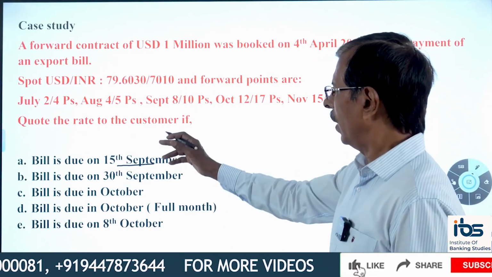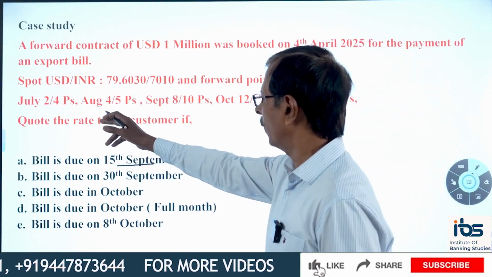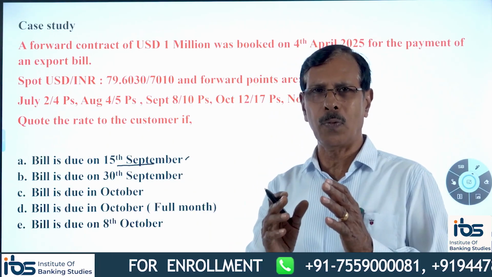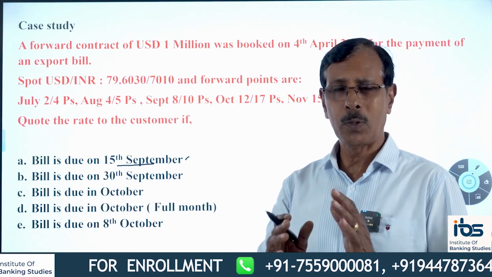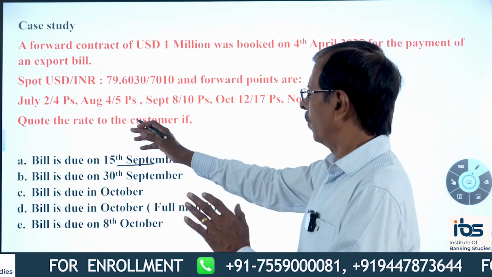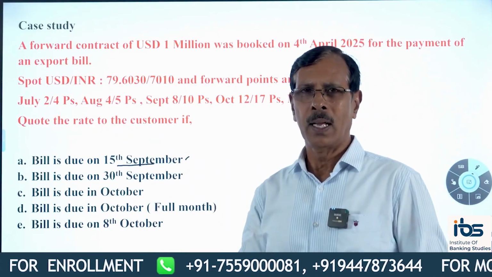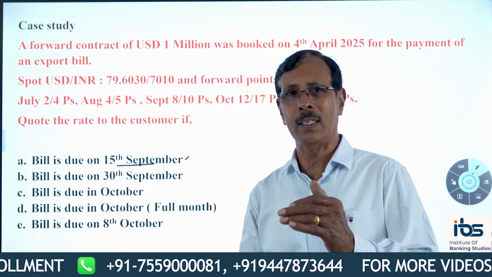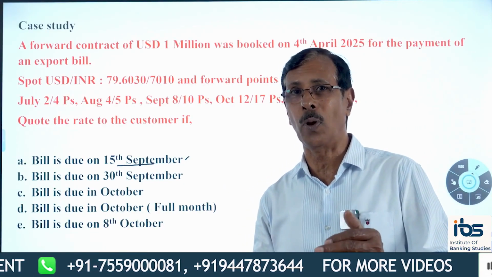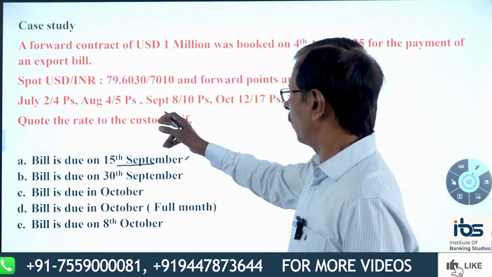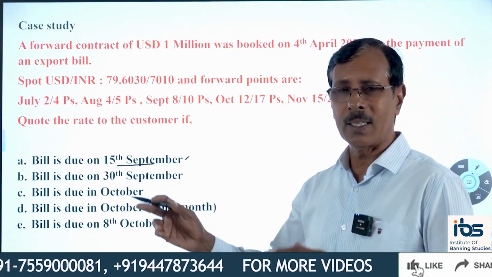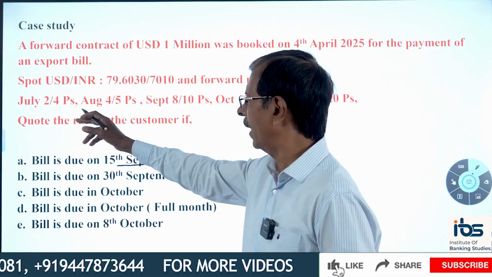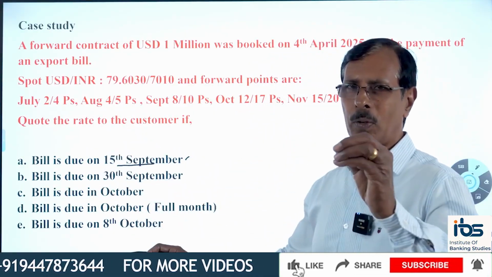Another point to remember is that July 2-4 means these forward points are up to July. August 4-5 means these are the forward points up to August, which includes the forward points of July also. Similarly, September 8-10 means this is up to September, so these forward points include those of July and August. Keep that point in mind.